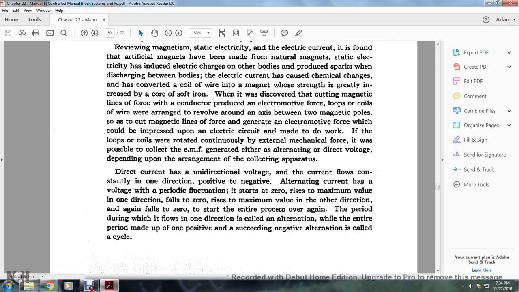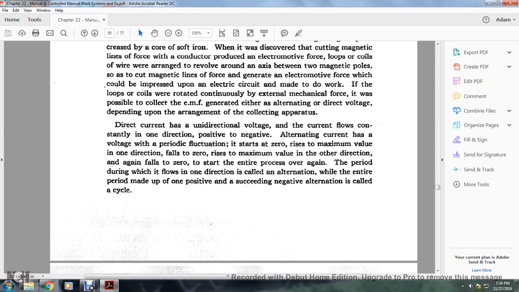Direct current has unidirectional voltage. The current flows constantly in one direction, positive and negative. Alternating current has a voltage of periodic fluctuation. It starts at 0, rises to the maximum value in one direction, falls to 0, rises to the maximum value in the other direction, and again falls to 0, then starts the entire process over again. The period during which the one direction causes the alternation, while the entire period made up of one positive and one negative alternation, is called one cycle.